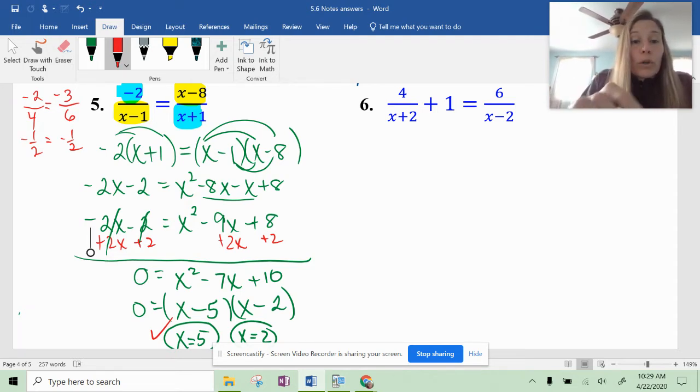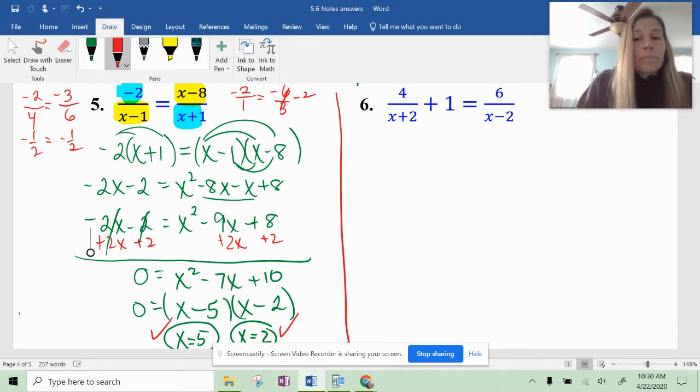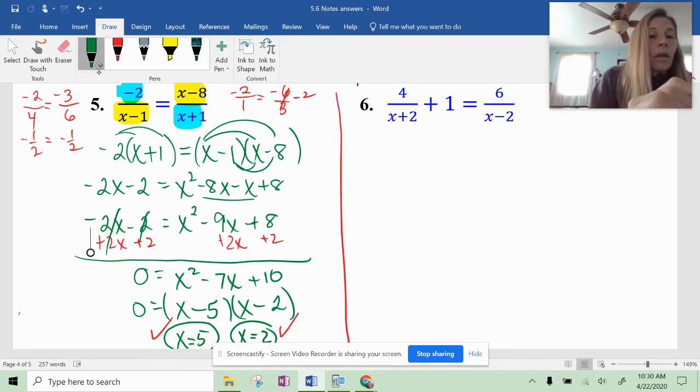Now we're going to check the 2. So if I put in my 2, 2 minus 1 is 1. 2 minus 8 is negative 6. 2 plus 1 is 3. And both of those would simplify to negative 2. So that answer also works.